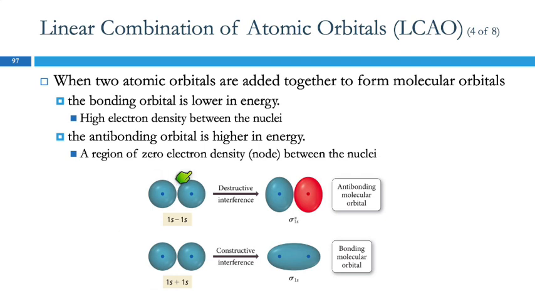So here's all of that on one slide. Destructive interference, which is like subtracting or adding the negative, we get this antibonding molecular orbital. When these are in phase, we get constructive interference and we get the bonding molecular orbital. Here we have electron density between the nuclei. This is going to hold the molecule together. Here we have an area of 0 electron density between the nuclei. That's not going to help. Any questions?